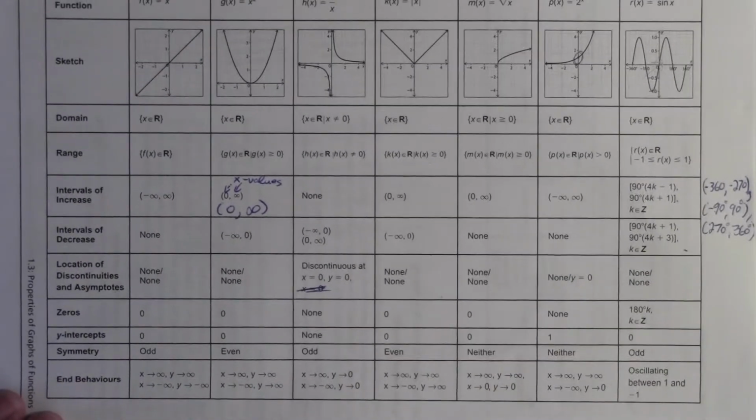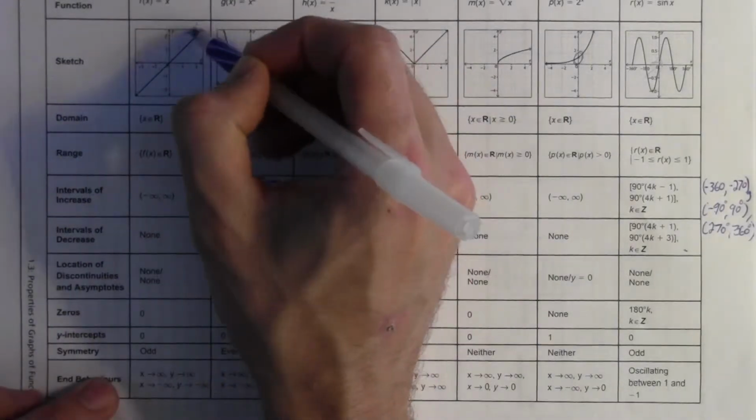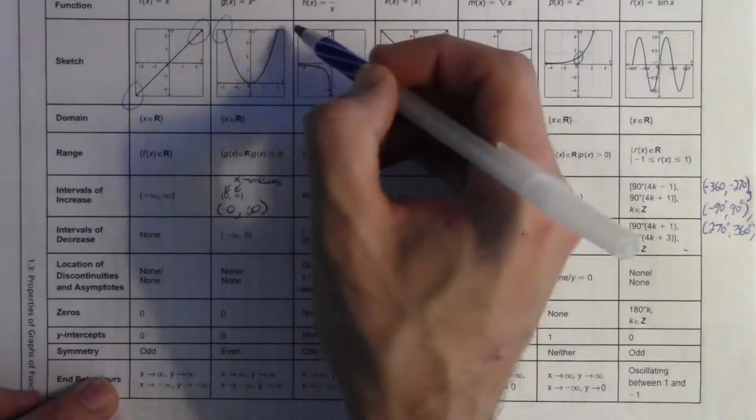And finally, the last thing we need to worry about is the end behaviors. What happens at the ends of the graph? So what happens here? What happens here?